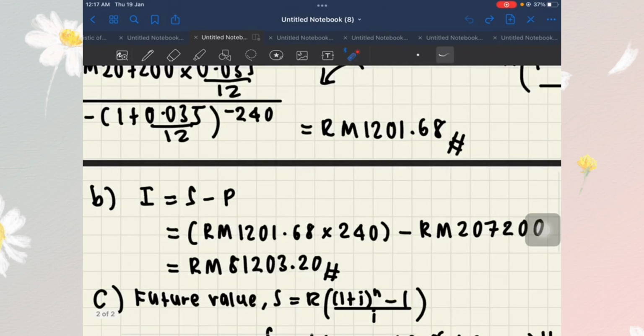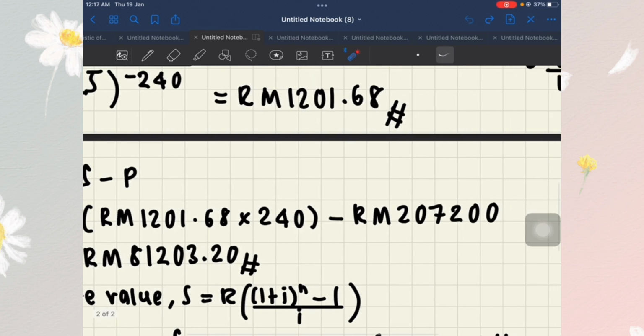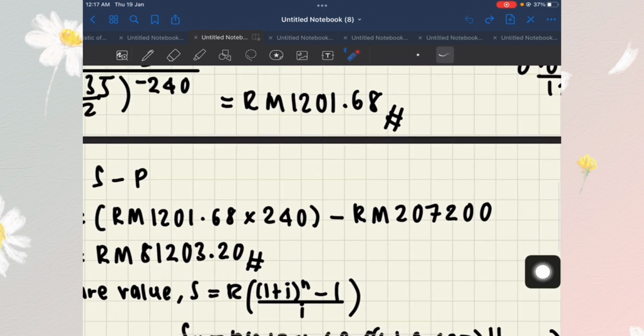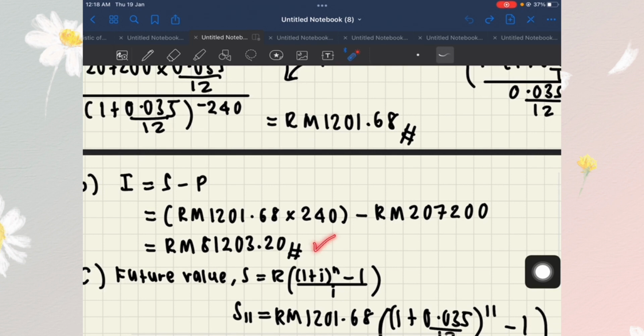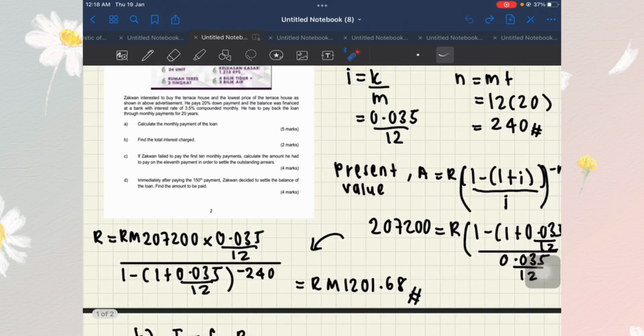And then we will proceed to B, find the total interest charge. The formula is I equal to S minus P, and S is 1201.68 times 240, minus 207,200, which is P. And then we will get the final answer here, which is 81,203.20.